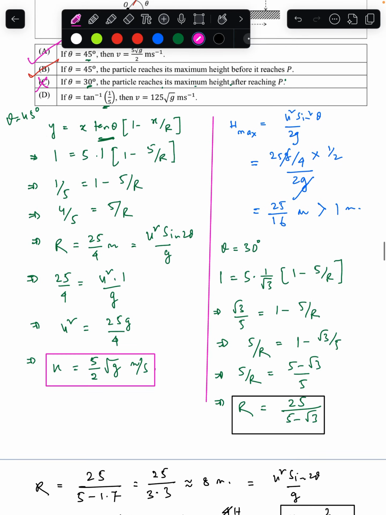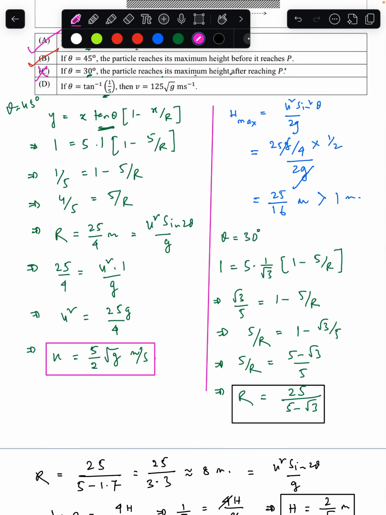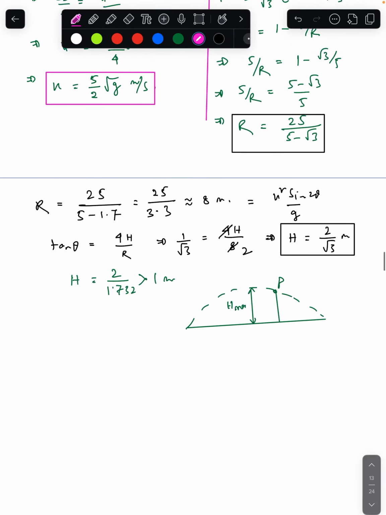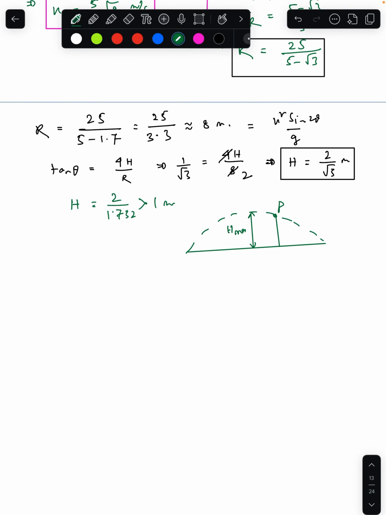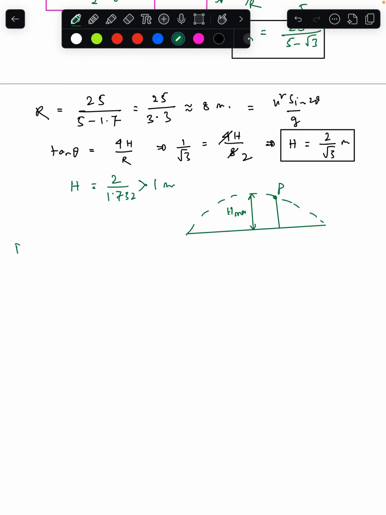Now they are saying theta equal to tan inverse 1 by 5, and v is equal to 125 root g. We will get it done. So they are saying this for option D, and we are verifying.